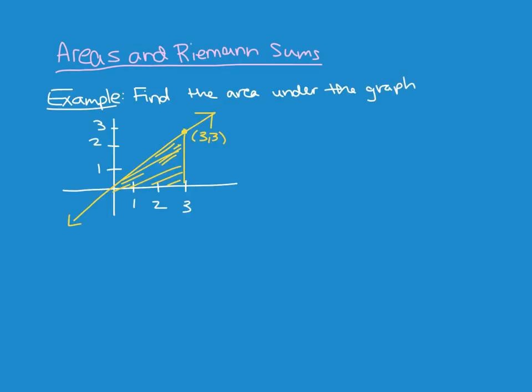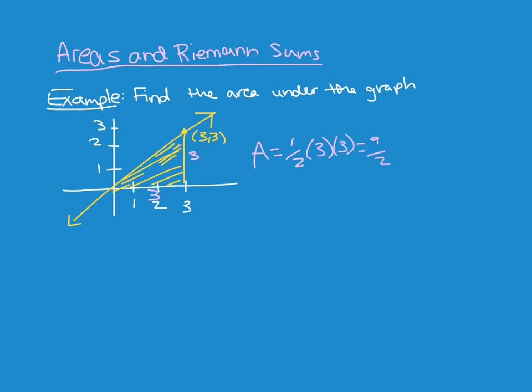So go ahead, see if you can find that yellow shaded area. Pause the video and try it. I'm hoping that you figured out that that area is just an area of a triangle. One side is 3, one side is 3, the other side is 3. Area is 1/2 base times height. You get 9/2. Don't overthink that type of problem.